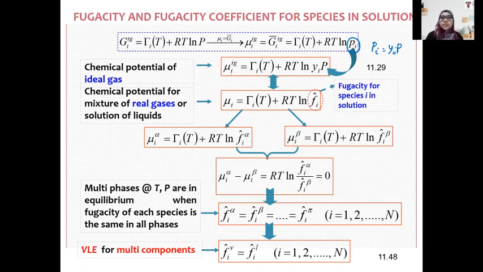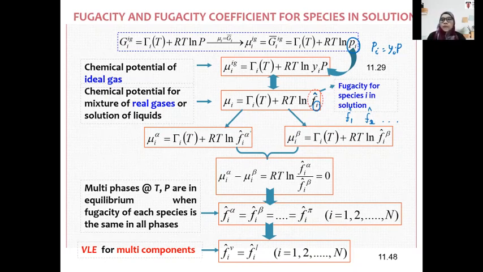So the equation turns to the chemical potential equal to the integration constant plus RT ln the partial pressure. And for the real gas, we can replace it with the fugacity. The cap symbol is for the species in the solution, where i is for the species. For example, species 1, species 2, and so on. So the cap here is for the species in the solution.